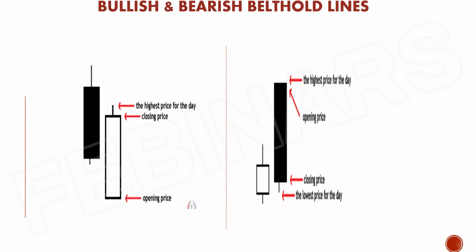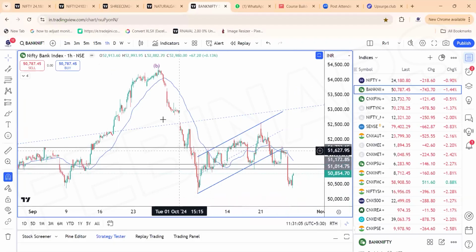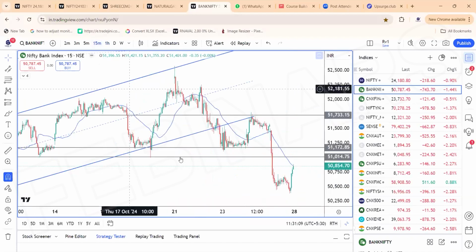Marubozu, bearish belt hold, in a similar way, similar patterns occur. So let's find the belt hold candles here. This is an hourly chart. Let us see even on the 15 minutes chart.